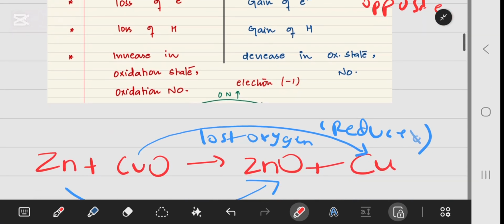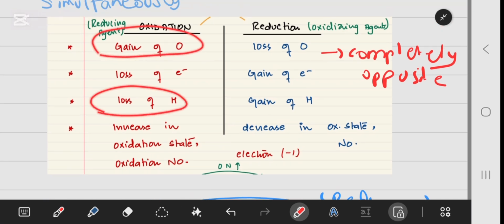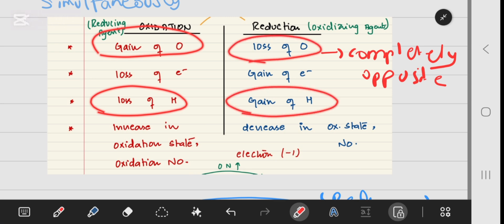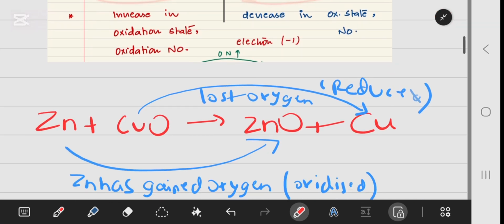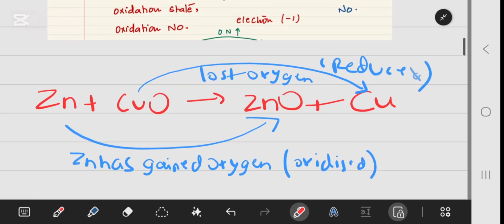In the last class, our main topic was gain of oxygen and the loss of hydrogen. So we are going to do a quick recap of our first class, in which we discussed this example in terms of oxygen. As we can clearly see, zinc plus copper oxide gives us zinc oxide and copper. Zinc has gained oxygen, so it was oxidized, and the copper lost the oxygen, so it was reduced.